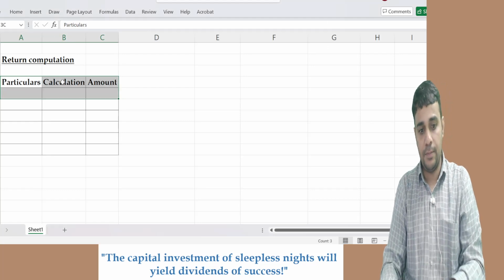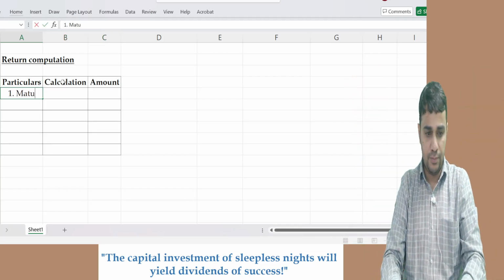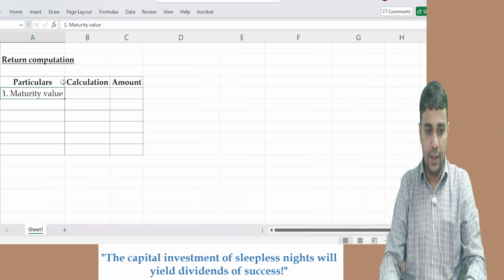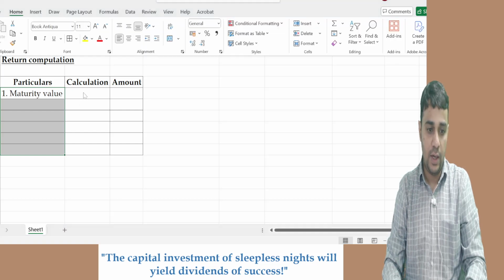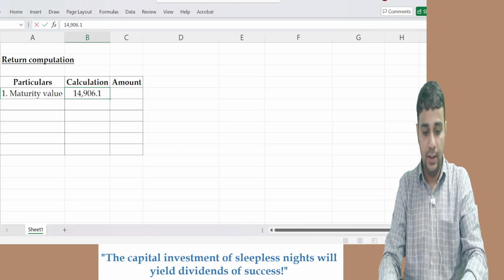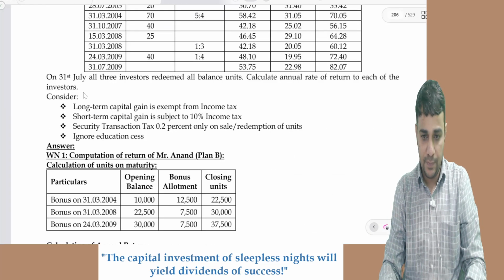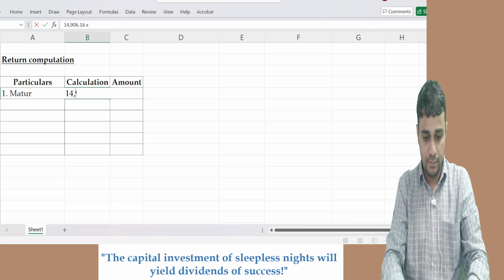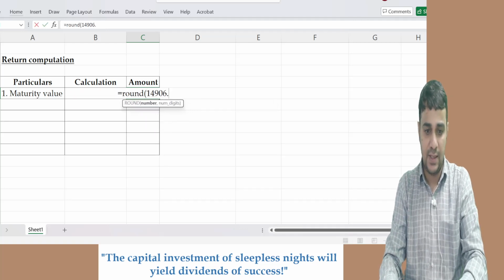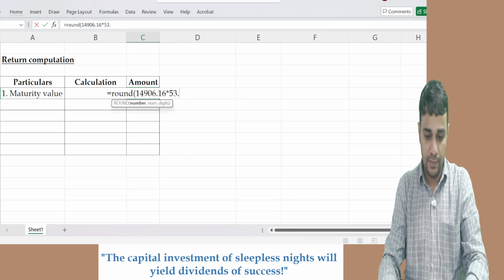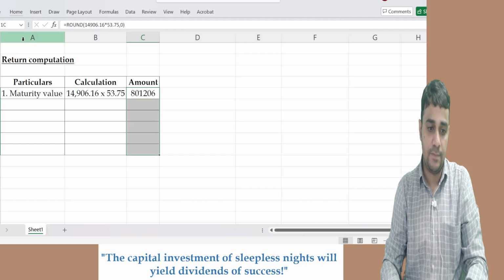Particulars, calculation amount. Maturity value: 14,906 closing units we would have calculated. Tell me the NAV on the last day. 53.75. I'll round off without any decimal; it doesn't make any difference here. The amount is huge. I get 8,01,206.